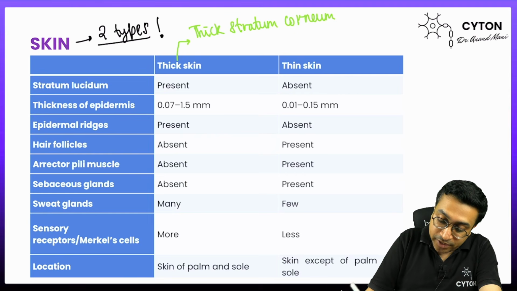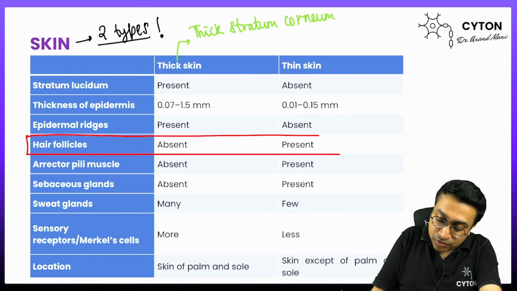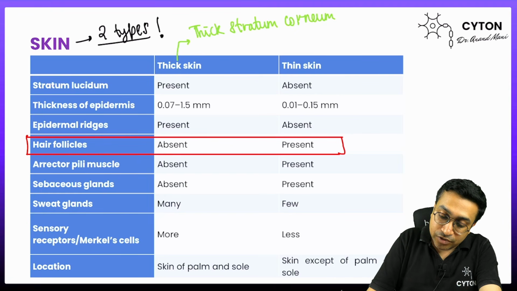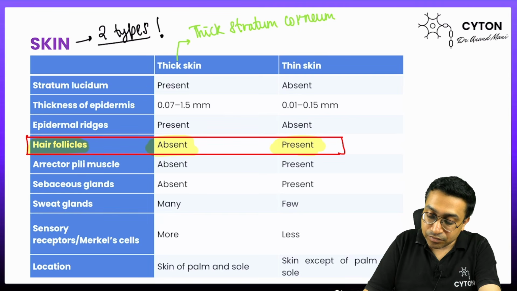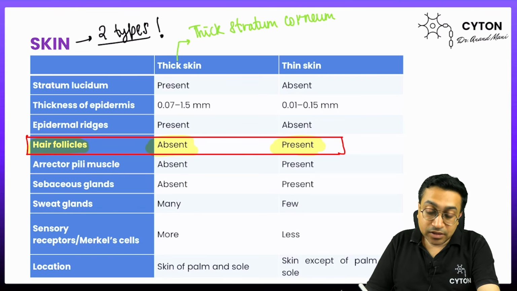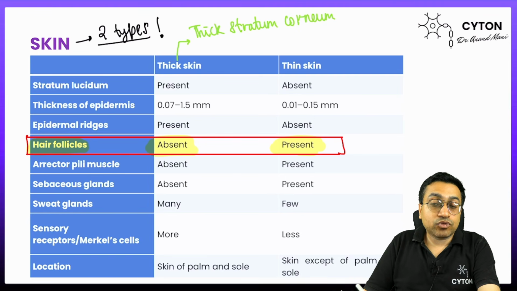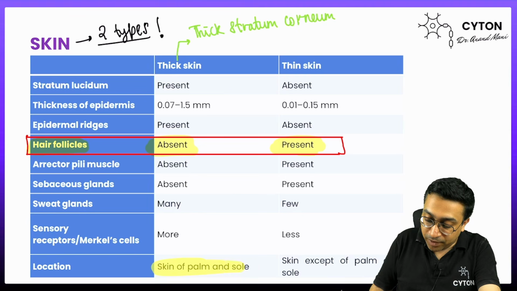So let me highlight this here only. Hair follicles are absent and present in these two case scenarios. This is the most important difference which you should be remembering out of all. Hair follicles are absent and present. So the hair follicles are not present in the thick skin. So what will be the examples for thick skin? You can correlate the skin of the palm and sole.